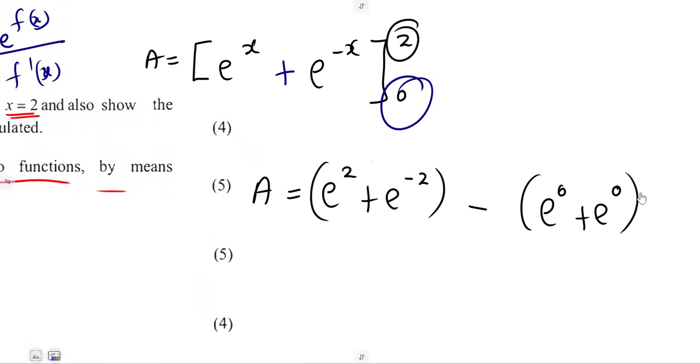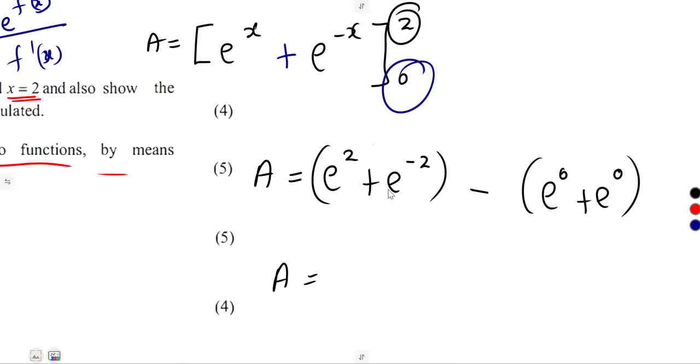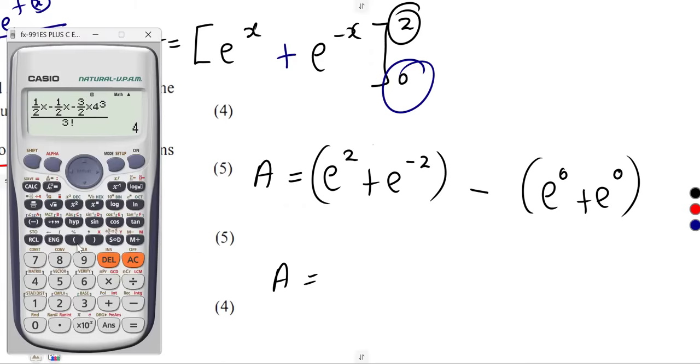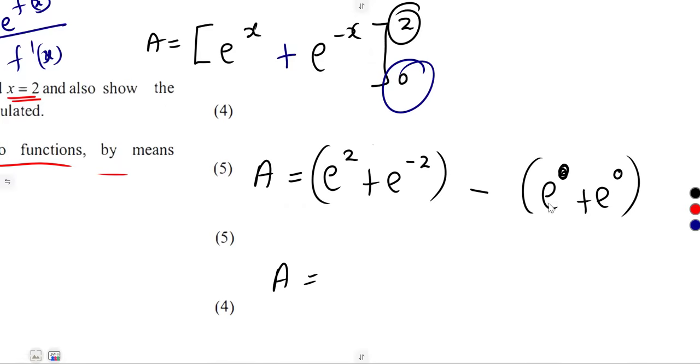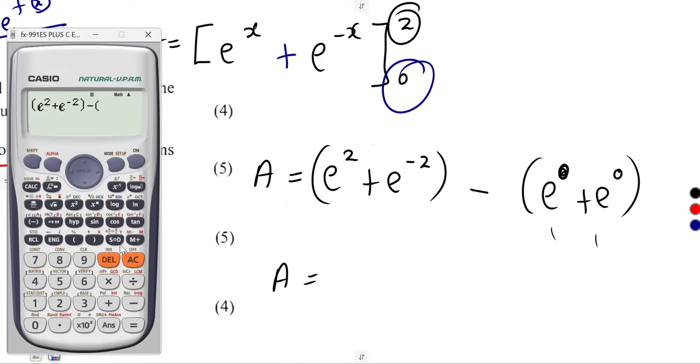So that is it. We can just use our calculator straightforward. Yes, we can simplify the first part and see what you are obtaining, or just use your calculator: open bracket, shift, e to the exponent of 2 plus e to the exponent of minus 2. Okay, let's close this bracket. Minus, guys, any number to the exponent of 0 is 1. So it's just like 1 plus 1, which is 2.